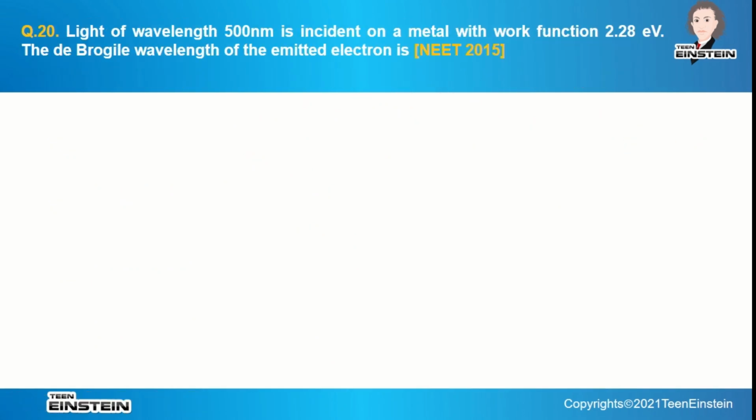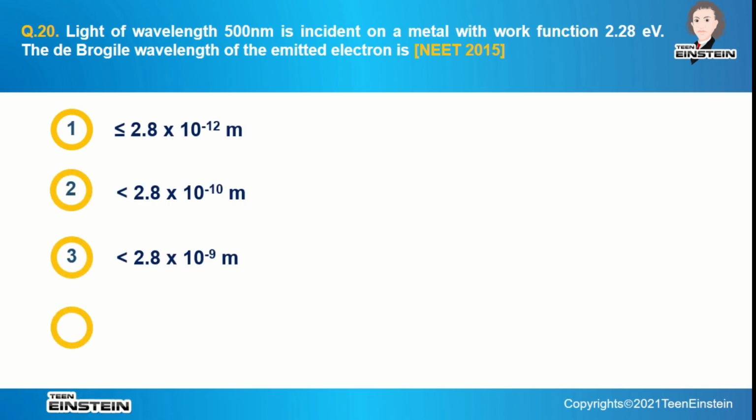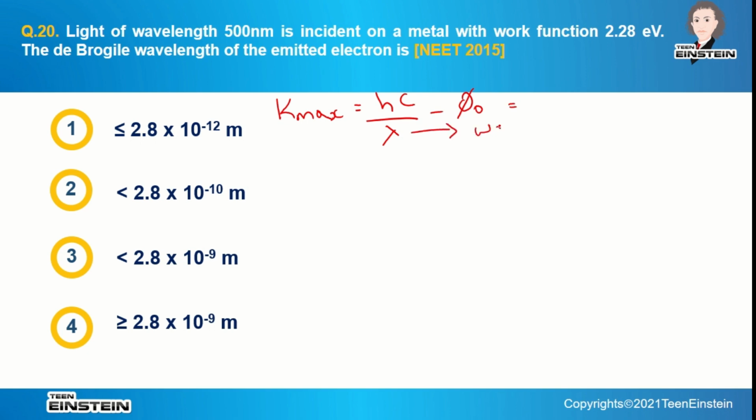Now let us move on with the next question. Light of wavelength 500 nanometers is incident on a metal with work function 2.28 electron volt. The de Broglie wavelength of the emitted electron is, so they want us to find out the de Broglie wavelength of the emitted electron. According to Einstein photoelectric equation, the maximum kinetic energy of emitted electron is given by K max is equal to hc by lambda minus phi naught. Here lambda is the wavelength and phi naught is the work function.